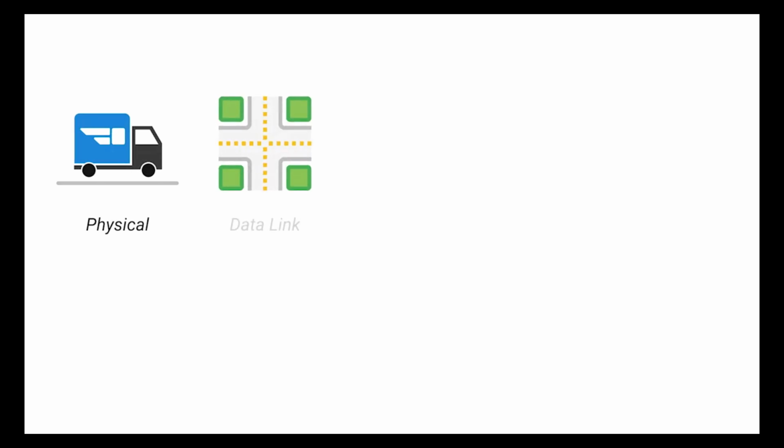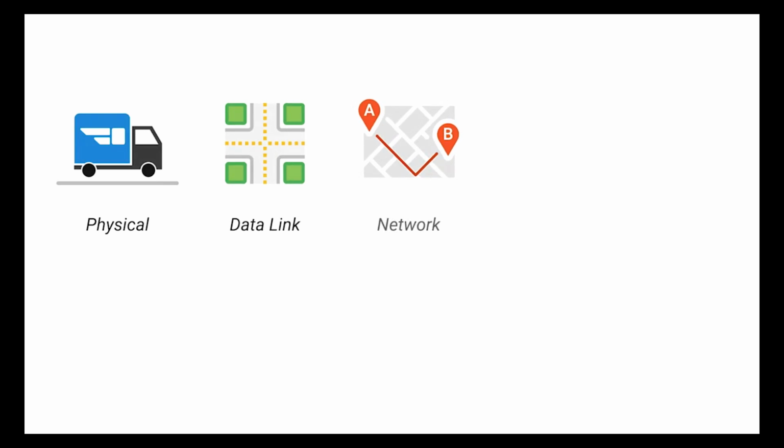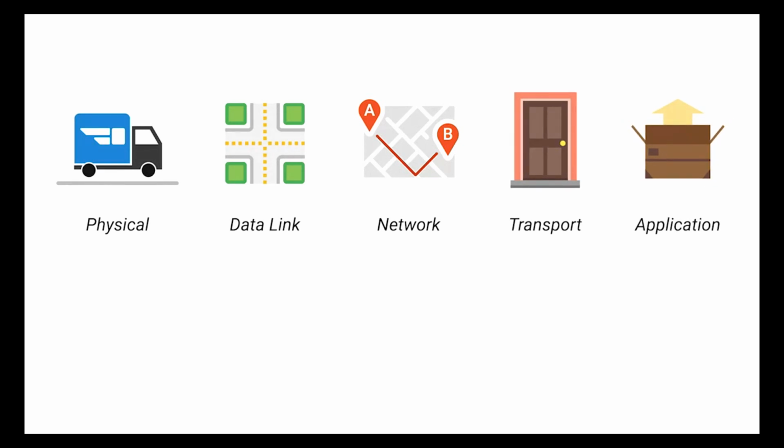You can think of layers like different aspects of a package being delivered. The physical layer is the delivery truck and the roads. The data link layer is how the delivery trucks get from one intersection to the next over and over. The network layer identifies which roads need to be taken to get from address A to address B. The transport layer ensures that delivery drivers know how to knock on your door to tell you your package has arrived. And the application layer is the content of the package itself.